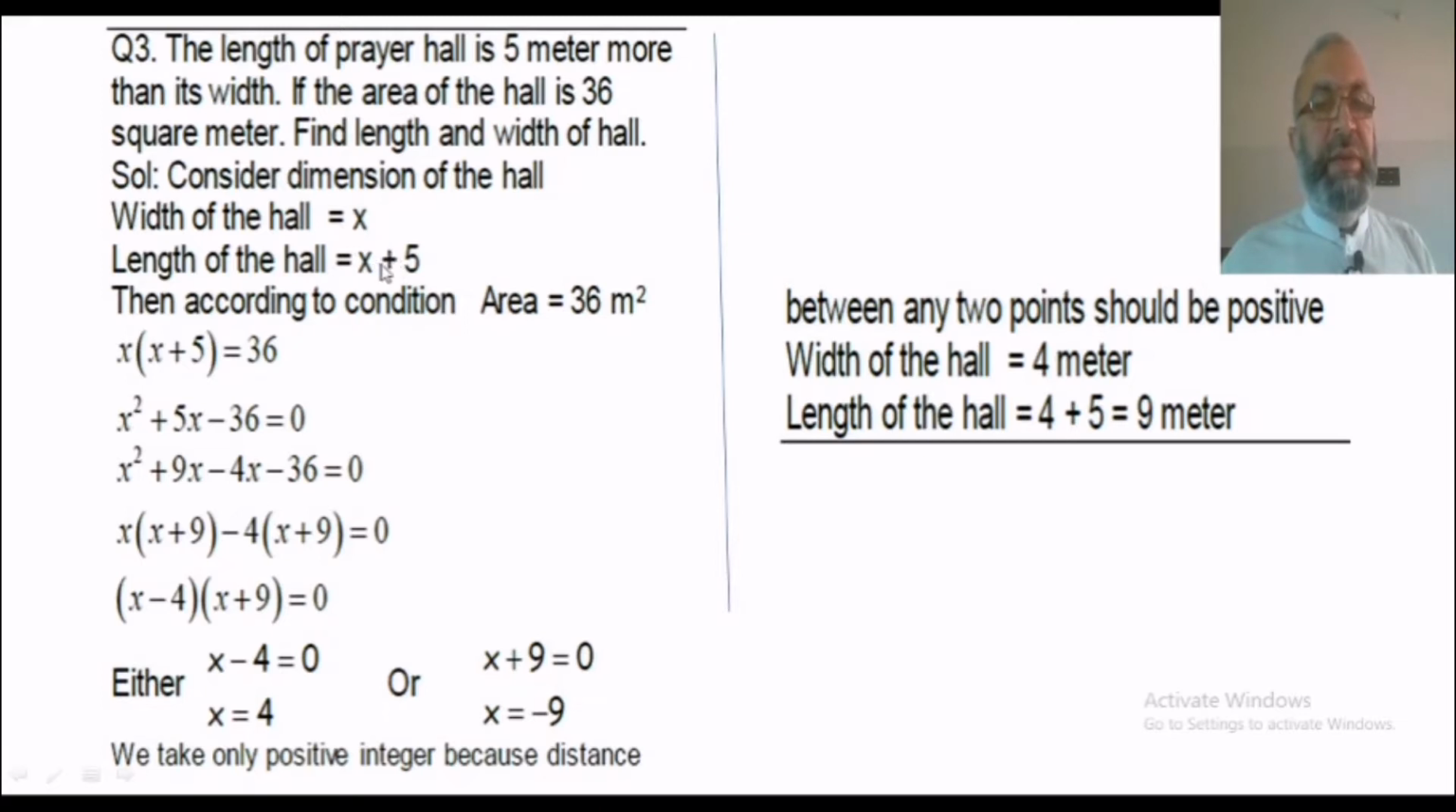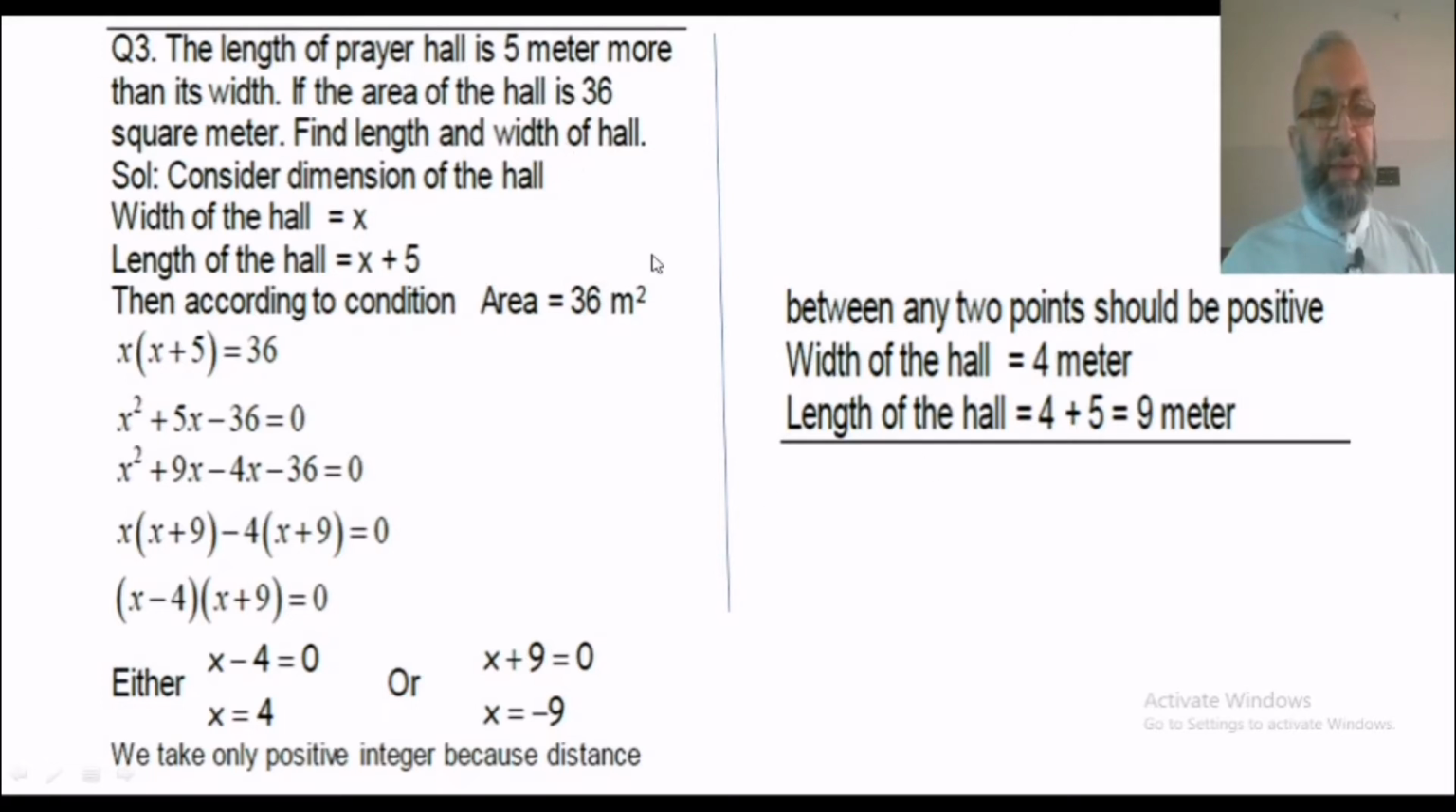More means positive, less means negative. Twice, thrice mean multiplication. So according to the given condition, 5 more than its width means x plus 5. Now the area of the hall is 36 square meter. Area is given, area of the hall 36 meter square. Find length and width of the hall. So using these conditions, we will get the length and width of the hall.